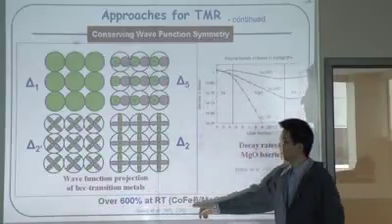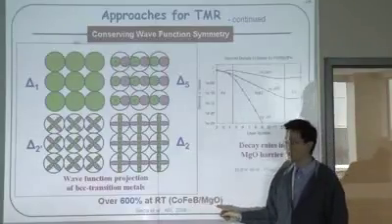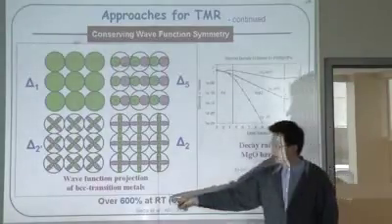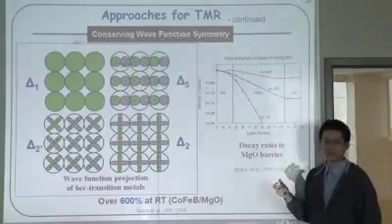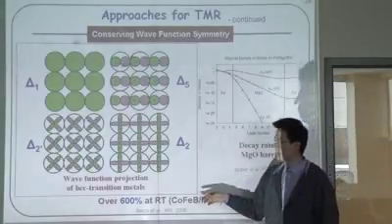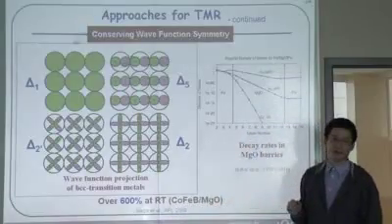At room temperature, it is already over 600% using cobalt iron boron coupled with the MgO. I think that corresponds to a spin polarization of roughly 80%. And at a low temperature, the TMR has reached way beyond 3,000%.